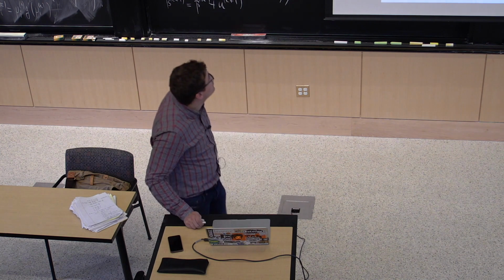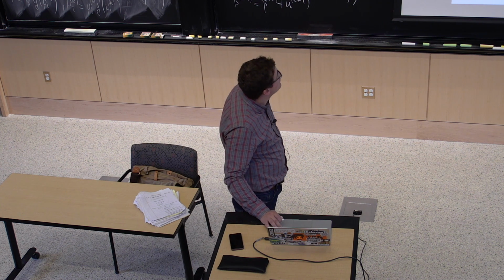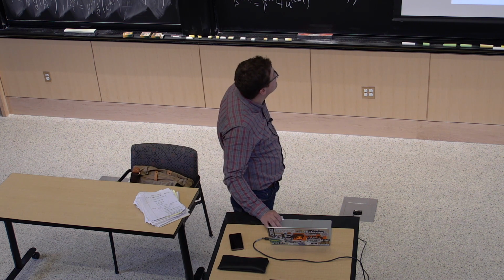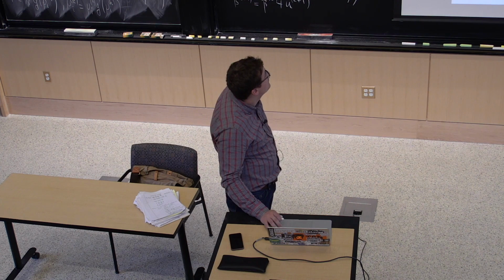OK, so to conclude, we only need to know, of course, x, y, the link function. Why do we need the variance function? I'm not sure we actually need the variance function. No, I don't know why I said this. You need phi, not the variance function.